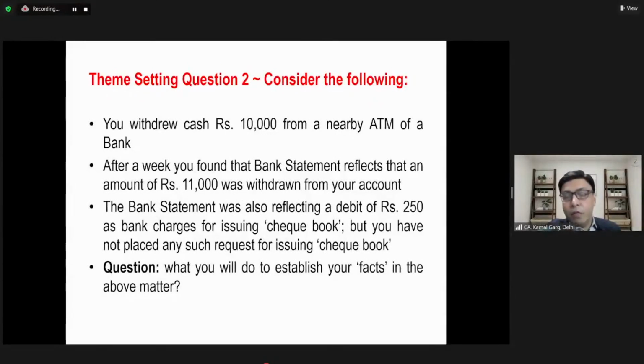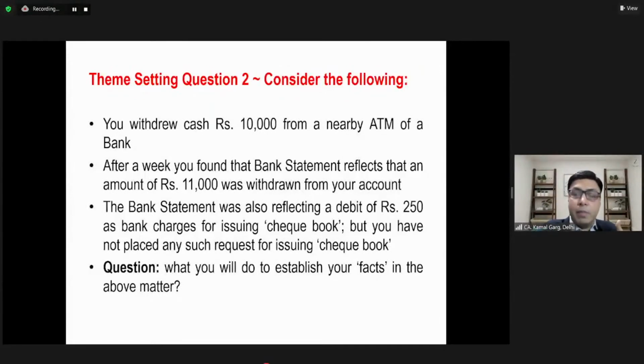Number second, when you place a request for issuing a checkbook, you may place the request either by visiting the branch or by placing it online. Whenever you place this request, you will be issued one SRN, service request number. If you do not have any service request number, that means you don't have the proof. That means you never undertook this kind of request. So by all this documentational aspect, you would be able to prove before the bank that I never withdrew rupees 10,000, rupees 11,000. I never requested a checkbook and so on. All this proof is known as documentation.